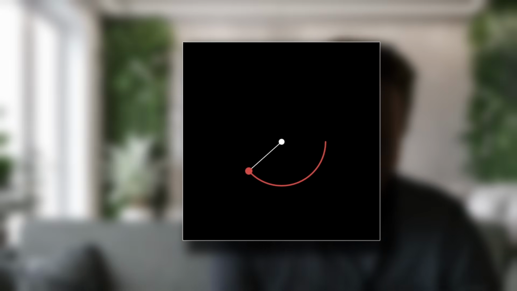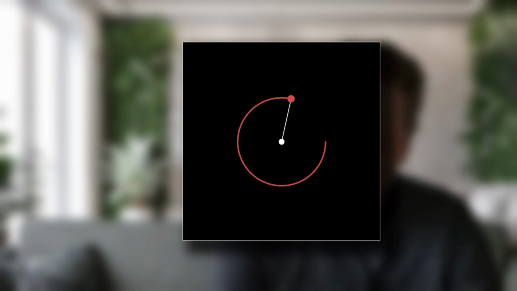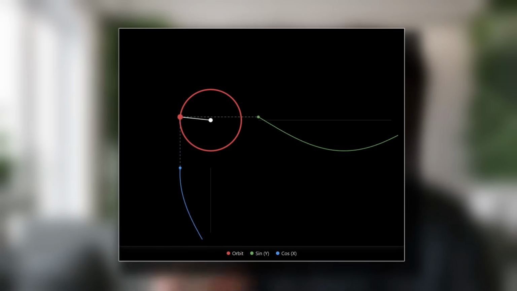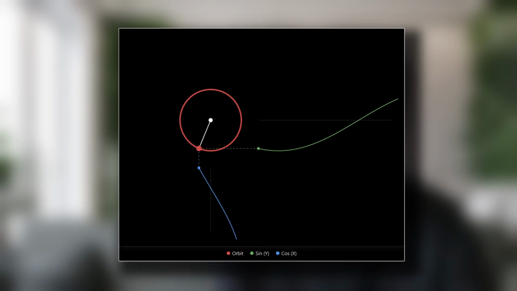Take a look. What is happening when we do this? We are drawing a circle. That's cool, but what is it good for? Well, remember sine and cosine. Do you know what sine and cosine actually are? They literally tell you how a point travels following the path of a circle.